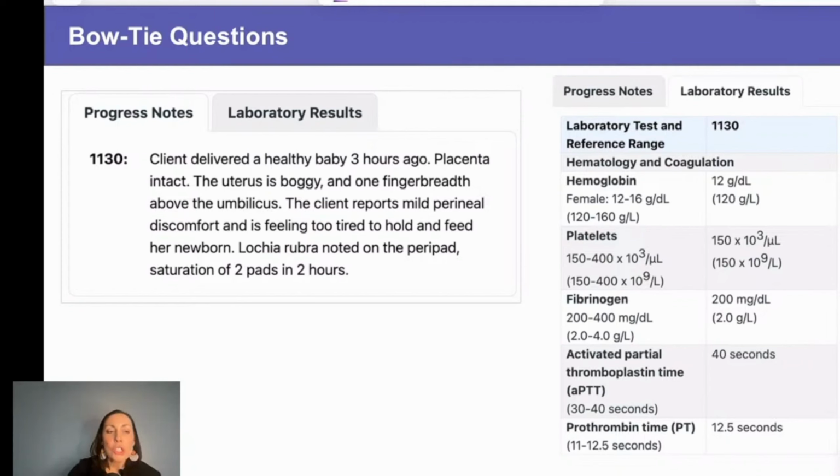Okay. So next, let's look at our lab results. It looks like everything is in normal range. We have our reference range all here. It looks like everything's on the low end, but they're still within normal limits.